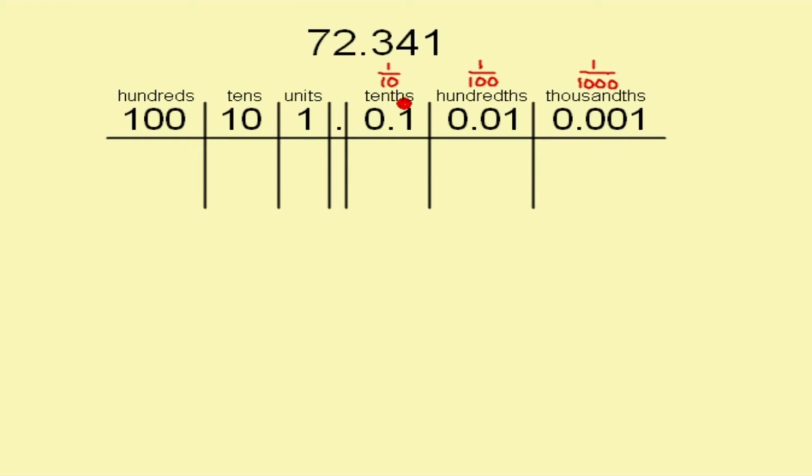Some people like to write tenths as a fraction like this, and similarly for hundredths and thousandths. Now let's put this number into the place value table. It looks like this, and that helps us to see the value of each digit. For example, the 1 here is 1,000th.